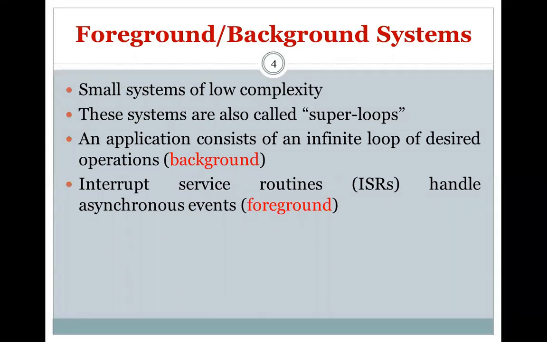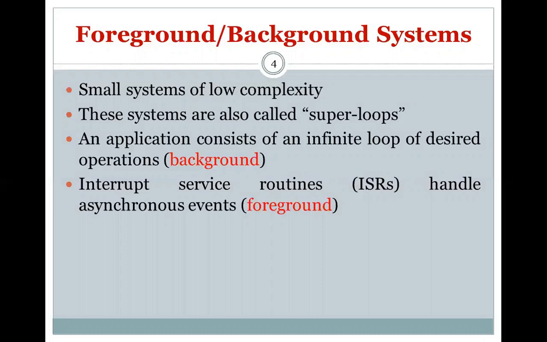Superloop model follows general task-by-task execution that follows foreground and background systems. That Superloop model is applicable for small systems of low complexity. An application consists of an infinite loop of desired operations. As an example, traffic light signals can come under Superloop model.